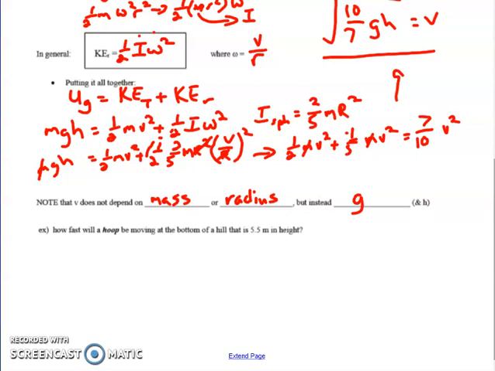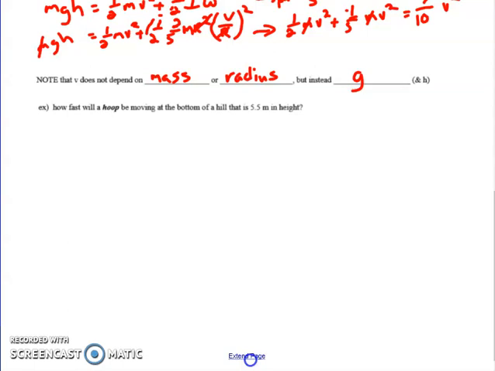Now, if we want to apply this to a hoop, how would things change? Well, it wouldn't change too much. All that we would change is the moment of inertia. So if we have a hoop, if you look that up back in your notes, the I of a hoop is equal to mr squared. It's pretty large, because so much of the mass is along the radius, whereas a sphere is 2/5 that.